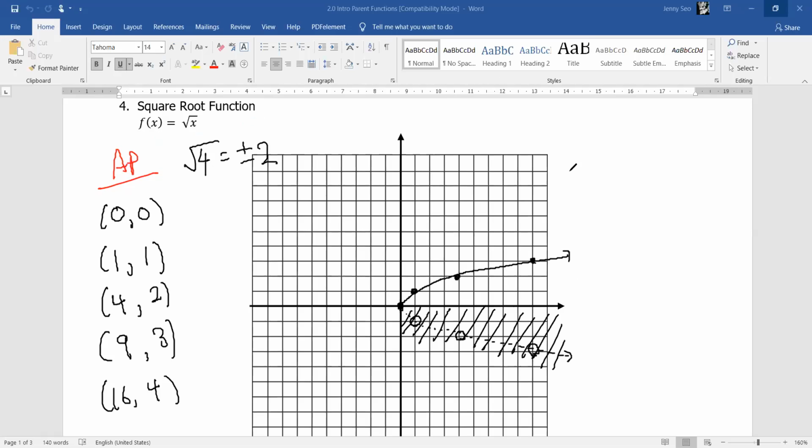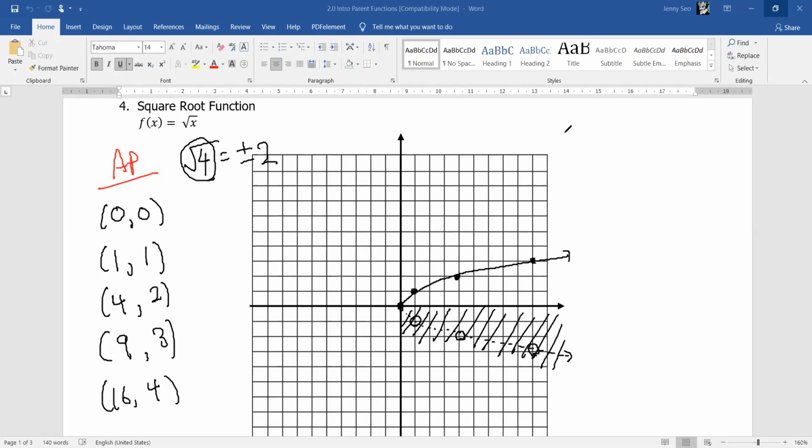Root of a negative number. Not necessarily, I mean, we're doing a root of a positive number, but we end up getting two answers. And it doesn't pass the vertical line test. Yeah, it's no longer a function.